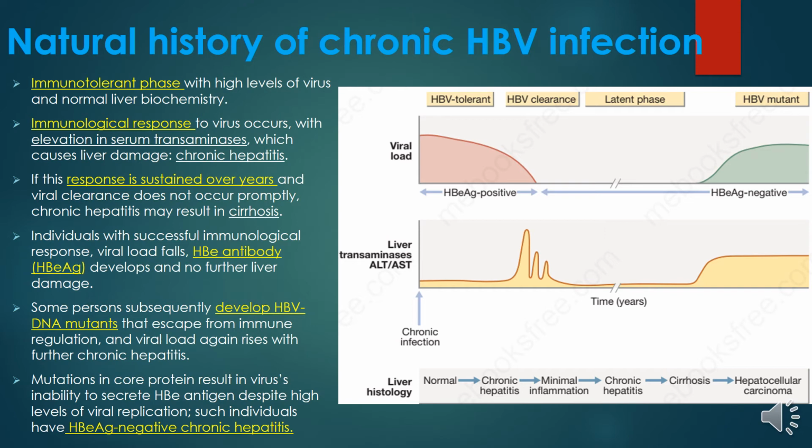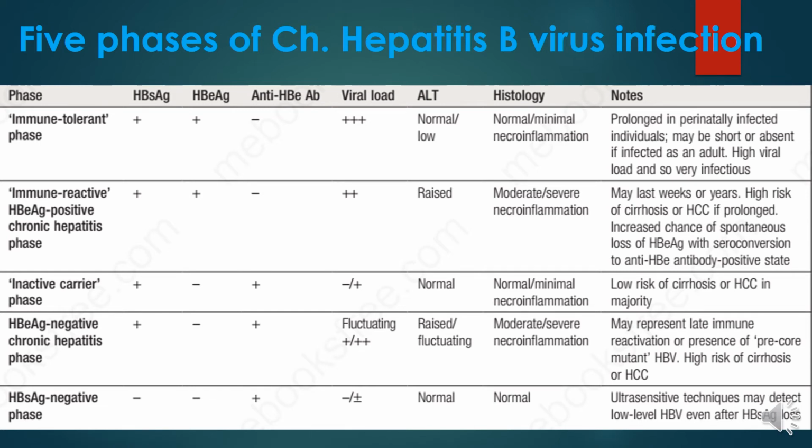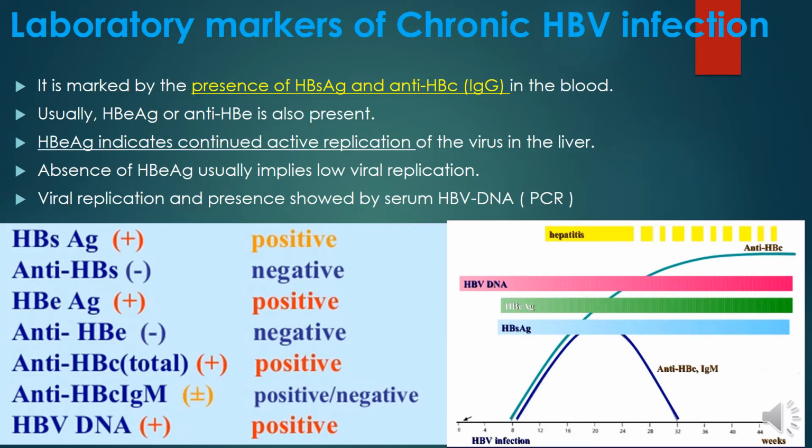Below in the liver histology, we see normal, then chronic hepatitis with minimal inflammation, then chronic inflammation, and then cirrhosis leading to hepatocellular carcinoma. This shows the healthy liver, and chronic hepatitis leading to cirrhosis and hepatocellular carcinoma. This is the graph which shows the 5 phases which we already discussed.